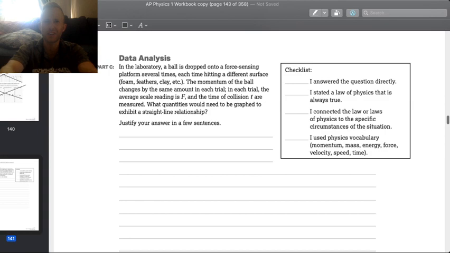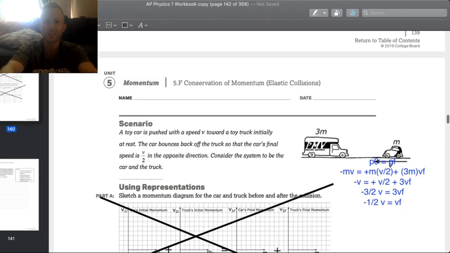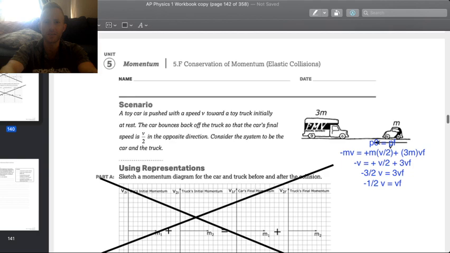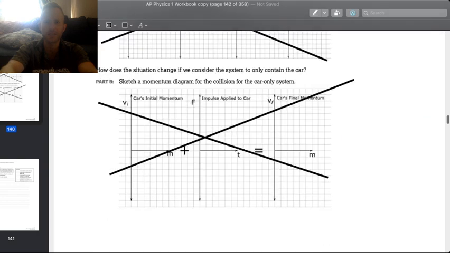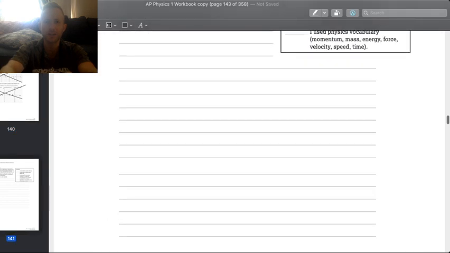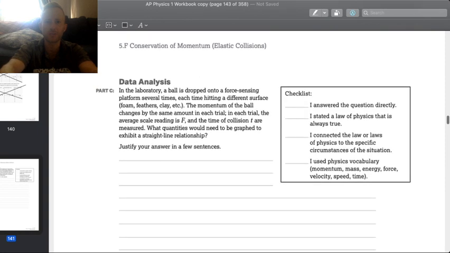I don't understand what that has to do with colliding cars. I don't know what that has to do with this. I'm just confused. I'm not going to do that.